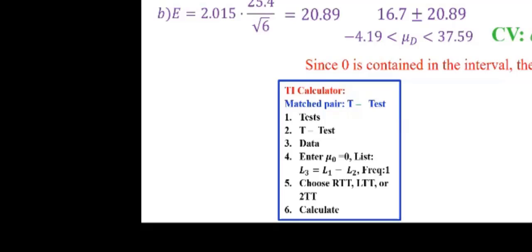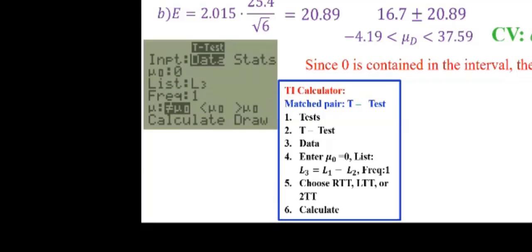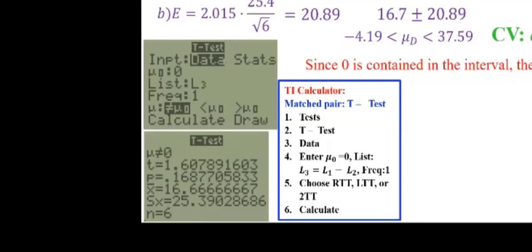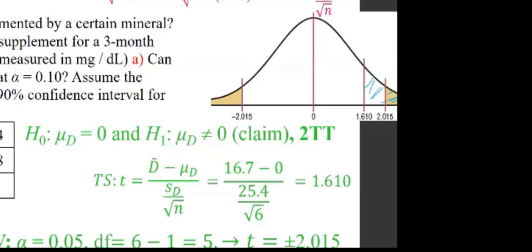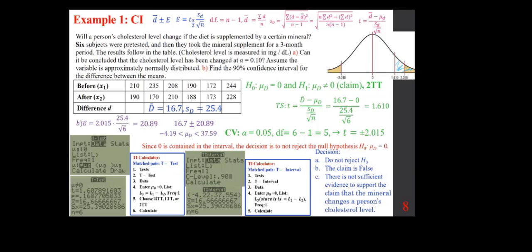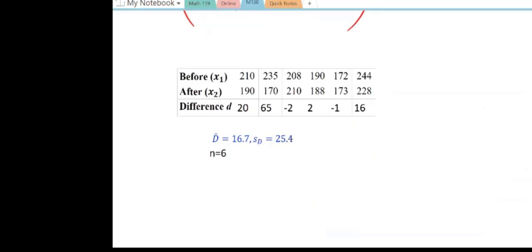So we are dealing with the t-test. What we are entering for that is L3, which is L1 minus L2. When we input the data, it results in the following. And the p-value, by the way, would be this area to the right of 1.610, times 2. And we have the result for the confidence interval also. We use the t-interval to do that. So we have the test, and we have the t-interval.